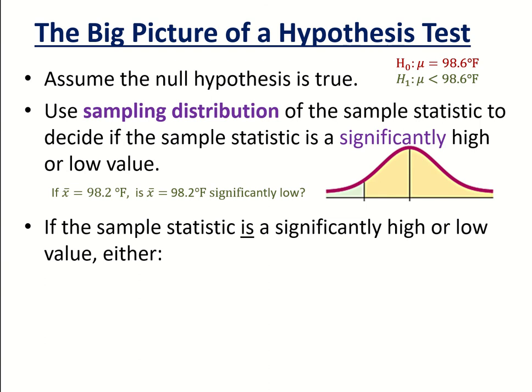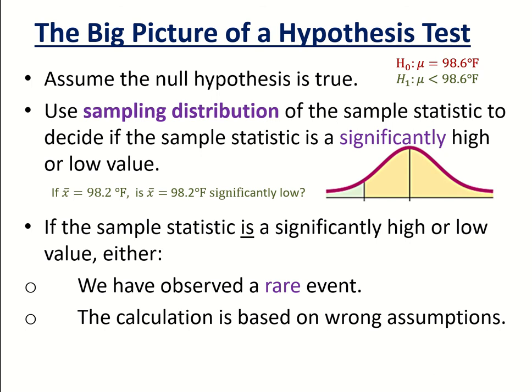If it is, in this case, significantly low, then there are two possibilities. Either we've seen a very rare event, because once it's significantly low, the probability of this event happening is really rare, right? Another possibility is the calculation is based on a wrong assumption. So remember, our assumption is the null hypothesis is true. So we will have to conclude that the null hypothesis here is not true. We reject the null hypothesis. Therefore, the alternative hypothesis is true.